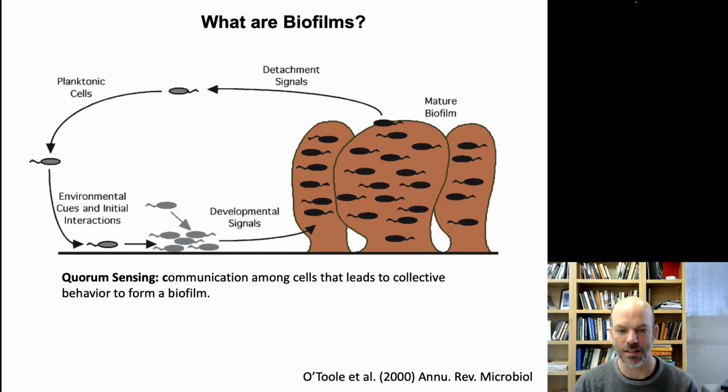And the way they do that is that they send signals constantly to each other, and if a given cell is receiving enough signals from its environment that enough of its brothers and sisters are around, then that triggers the biofilm formation. So quorum sensing is the communication that's happening among those cells that leads to the biofilm formation. This is a really fascinating topic. It's a whole research field by itself.